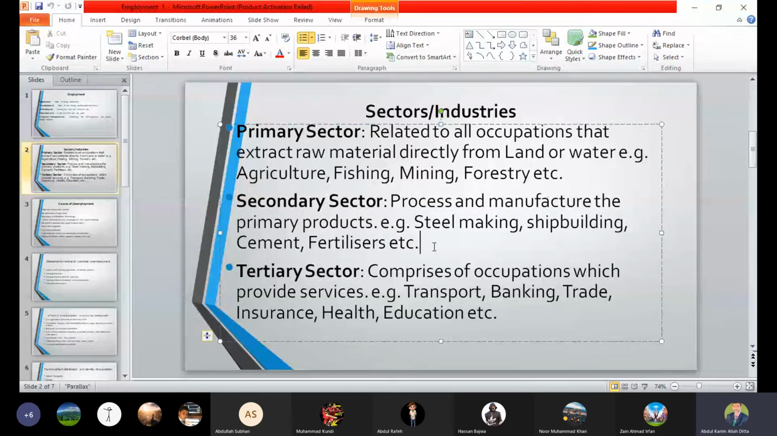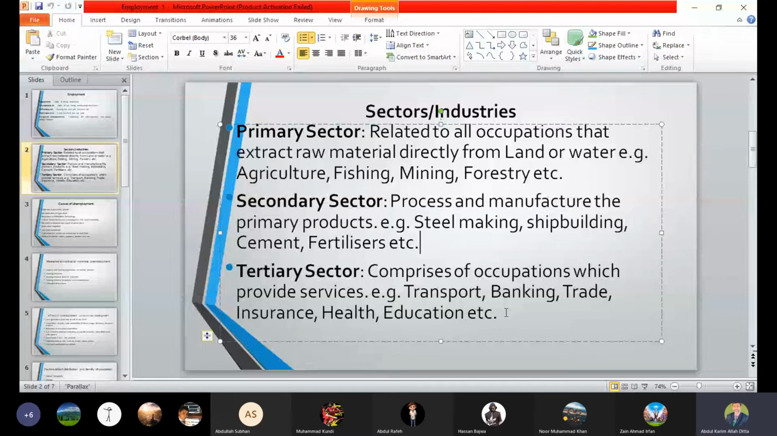Tertiary industry has the occupations which provide services: banking, transport, trade, insurance, health, education. We have telecommunication, repairing of so many things, and providing services like installing internet service and electricity supply.